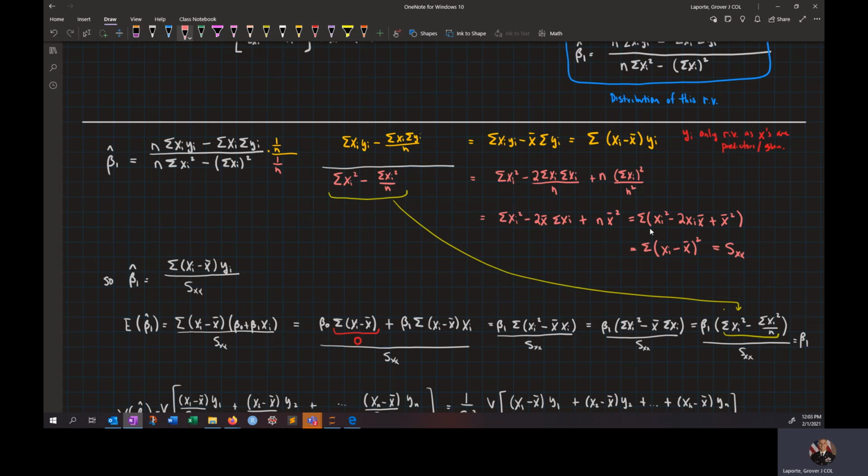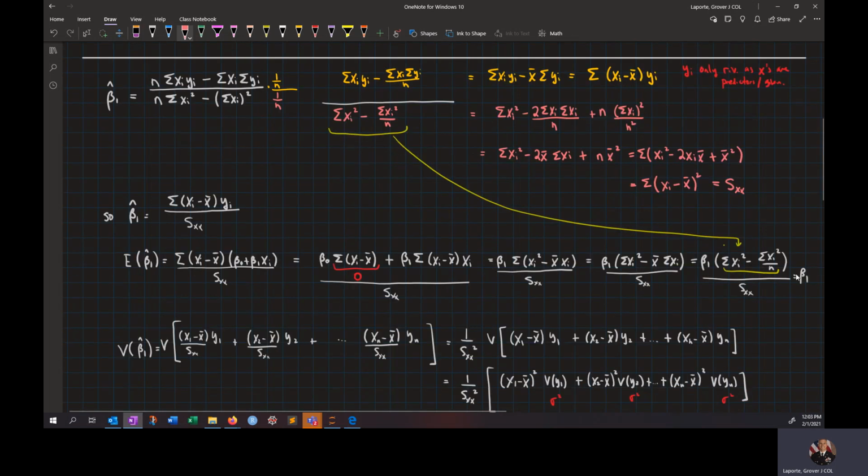And if I wanted to continue the process, I would get SXX on the top up here. So SXX over SXX cancels out, and we're just left with beta 1. So the deal here is that the expected value of beta 1 hat is just beta 1. Bam, we're done with that. So I know that beta 1 hat is distributed as a normal distribution with expected value of beta 1. We don't know what beta 1 is, but that's what the expected value is.